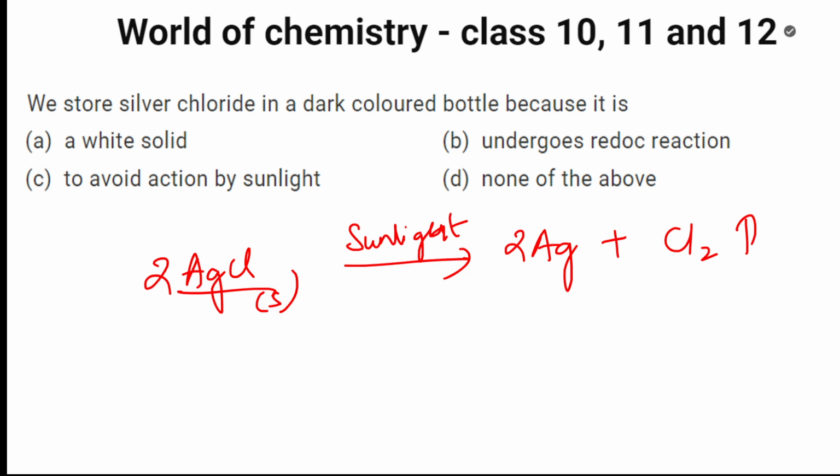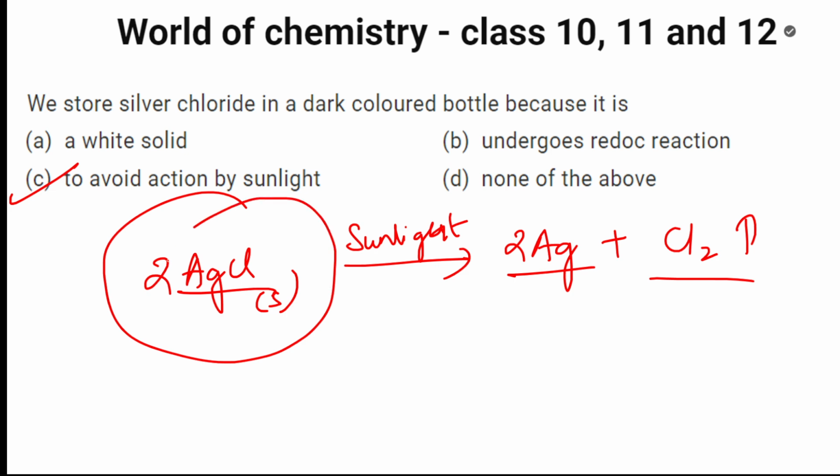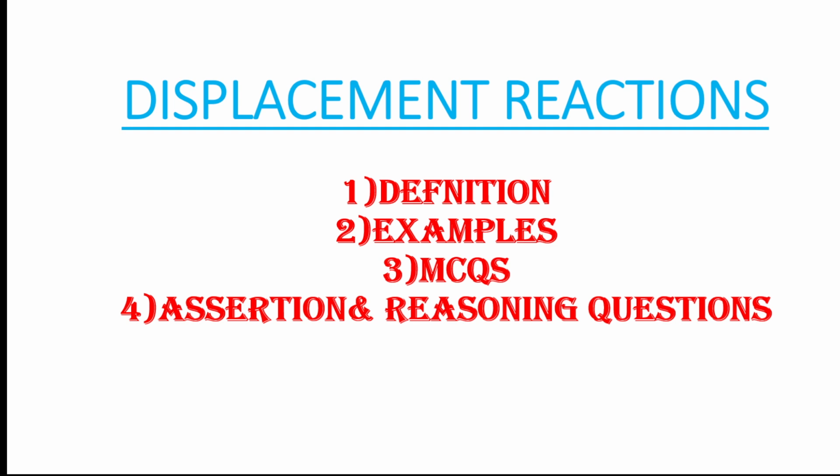So when it breaks up into silver and chlorine gas, what should I do? I have to protect it. Otherwise, it will get converted. That's why, to avoid the action of sunlight, I'm storing it. It's costly also. I'm storing it in dark color bottles to prevent decomposition. If I allow it to be exposed, it will get converted to two atoms. Correct? Done.